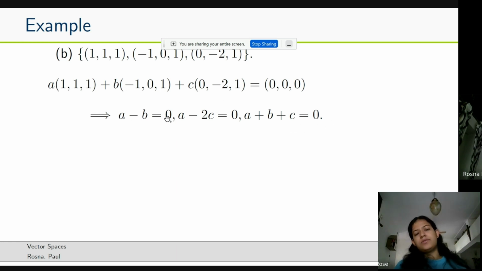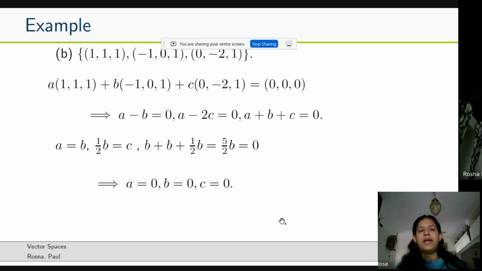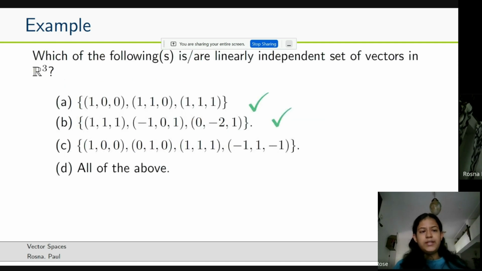So a minus b equals 0 means that a equals b, and here we get c equal to half of a, which is equal to half of b. Now you can substitute the values of a, b, and c. A is nothing but b, b is b, and c we know is half of b, so altogether we get 5/2 of b equal to 0, which implies that b equals 0. When b equals 0, then obviously c is also 0 and a is also 0. Then we get all the coefficients as 0, which implies that the given set of vectors is linearly independent. So you are right, A and B are true.